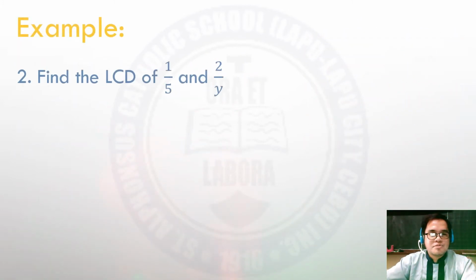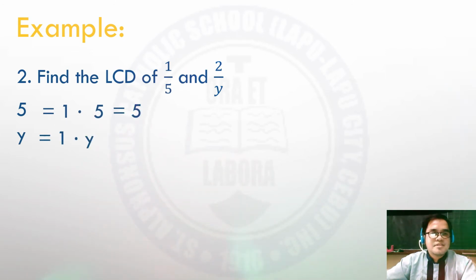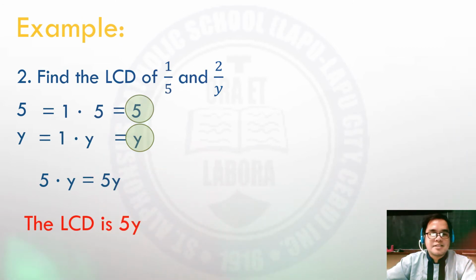For example number 2, find the LCD of 1 over 5 and 2 over y. So, consider the denominators 5 and y. Get the factors of 5 which are 1 and 5. Factors of y which are 1 and y. As you can see, there are no factors which are common in the list. But we have to choose all different factors in the list to get the LCD. 5 and y should be highlighted. Get the product of 5 and y, which is 5y, and the LCD is 5y.